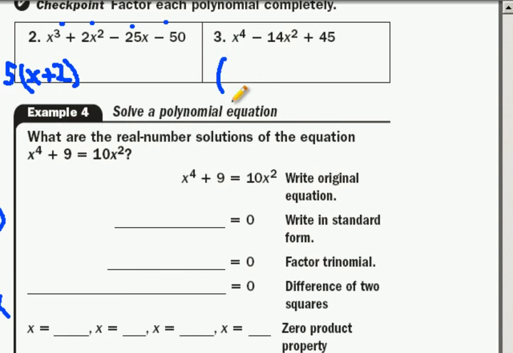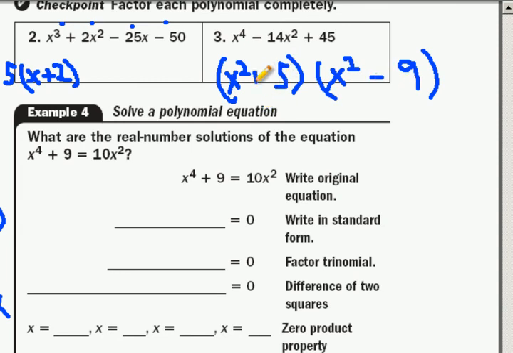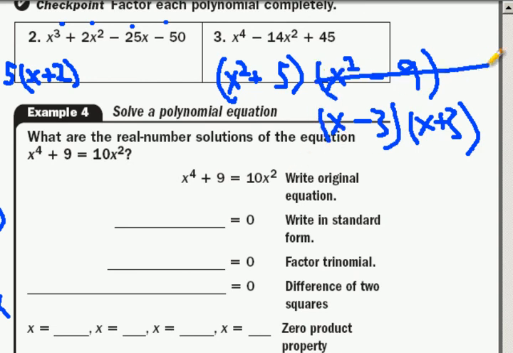Over here, 2 parentheses, x squared, numbers that when multiplied equal 45 but add up to 14, sounded like 9 and 5 to me. But the 9's negative, the 5's positive. Am I done? Is it factored completely? Nope. This is a difference of squares. X minus 3, x plus 3. Pretty tough stuff. So that all reduced to this, and you had these 3 parts.